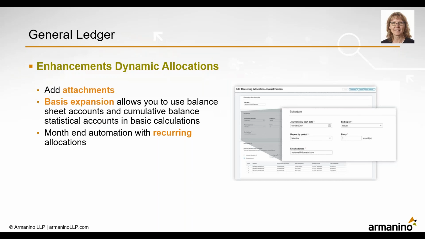Also, month-end automation with all of the recurring allocations. So you can see there a schedule on that screenshot. You can actually schedule and make that allocation happen exactly when you need it to happen. And of course, an email address there. If something fails, you want to make sure and fill that email address in so you get notification if that recurring allocation fails. Very similar to recurring journal entries, actually.